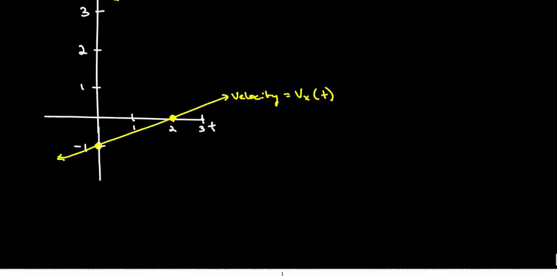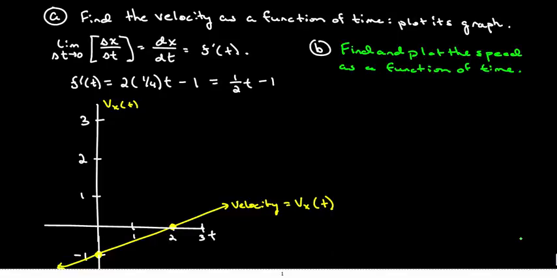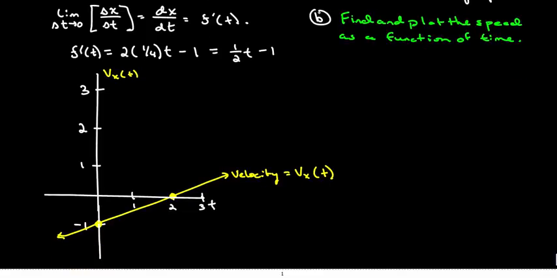Now let's go ahead and take a look at the question for part B. I'm going to write it right over here. B says find and plot the speed as a function of time. So we'll do that here in green. Well, the speed is not necessarily concerned with direction, just the overall amount of velocity. So we'll define speed as the absolute value of the velocity function.